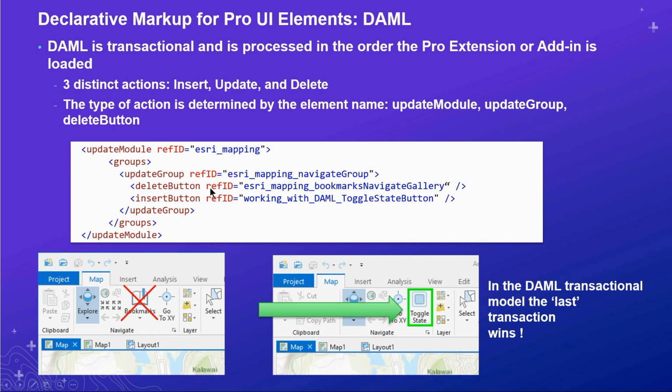Notice the code snippet on this slide. The element name determines the action. So here, notice the update module, update group, delete button, and insert button element names. Here at the bottom, you can see the screenshot where we are trying to change the map tab navigate group. Here we're deleting the Pro's bookmark button and we're inserting a new toggle button. You will see that in the demo coming up.